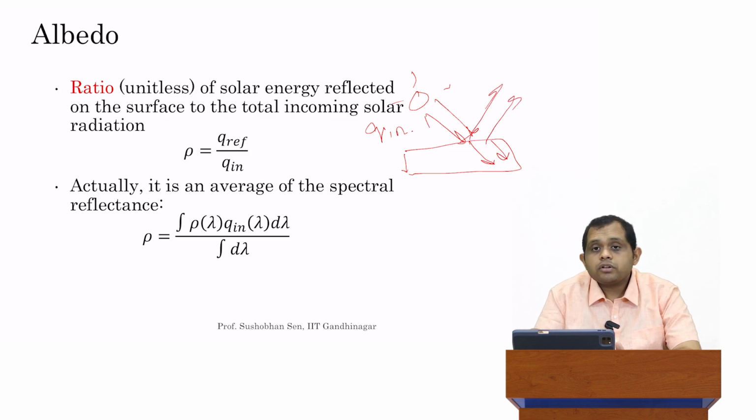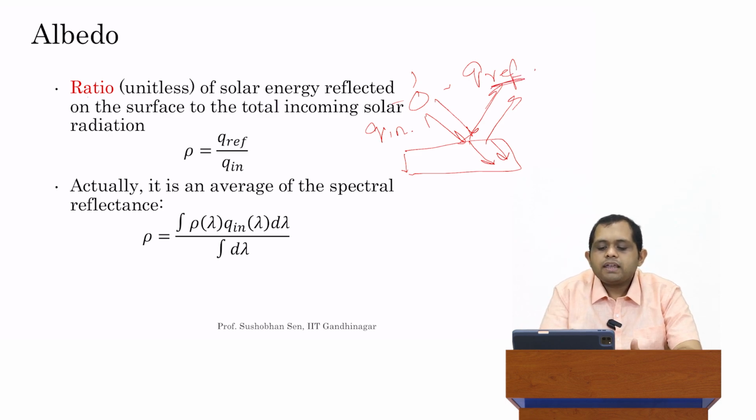If none of the energy was reflected, the pavement would appear black. If all of it were reflected, it would be perfectly white. Only a fraction of it, however, is reflected. So let's call that reflected fraction Q reflected.